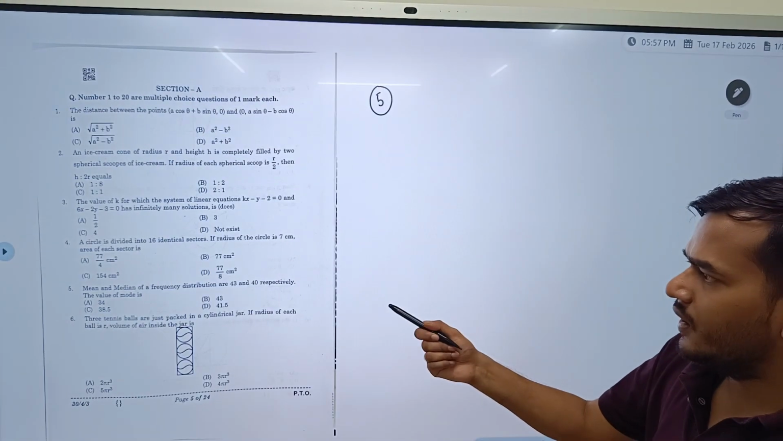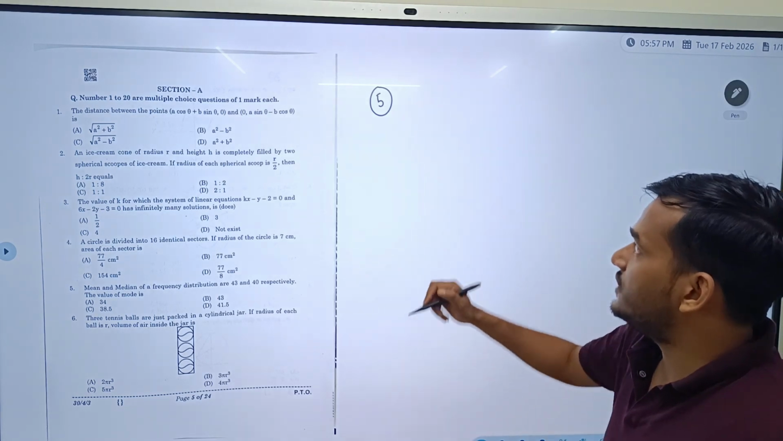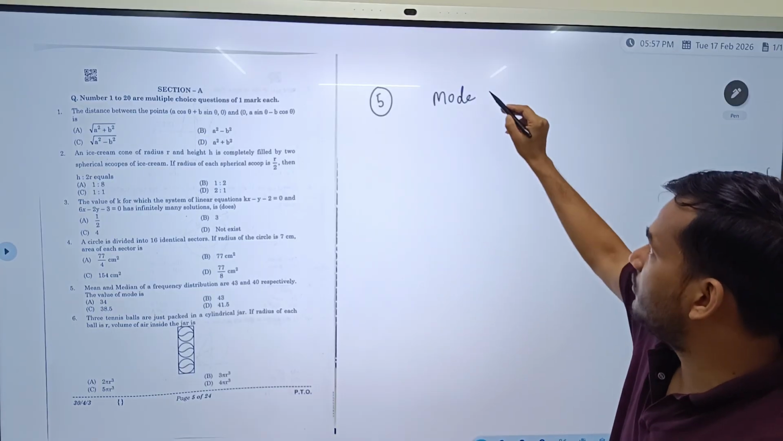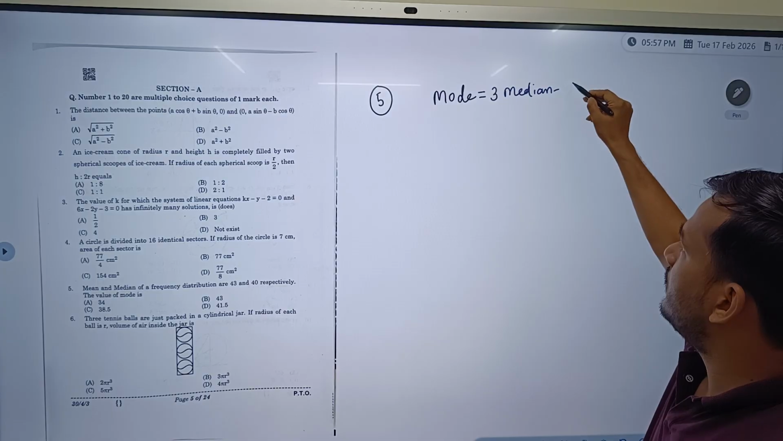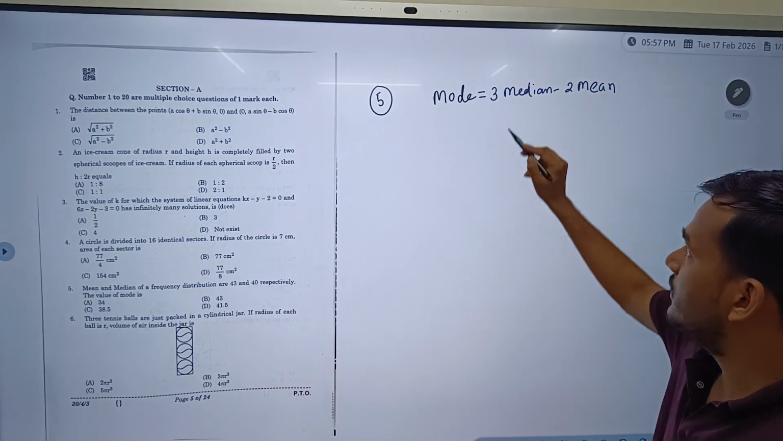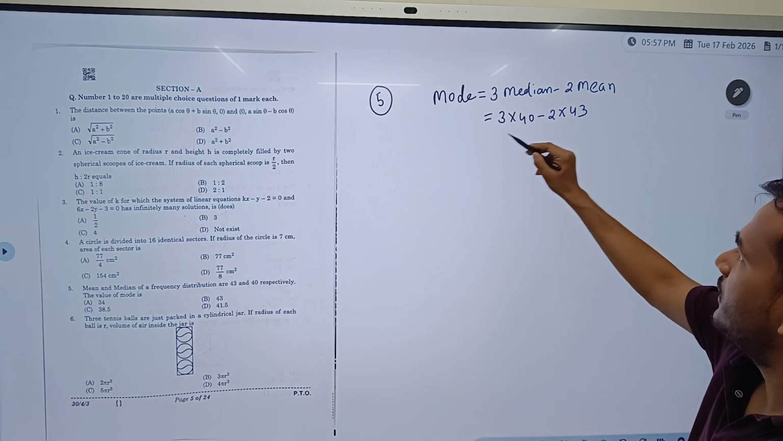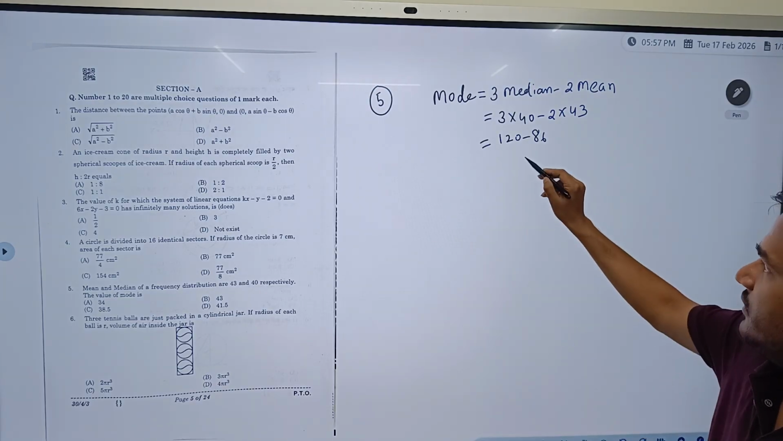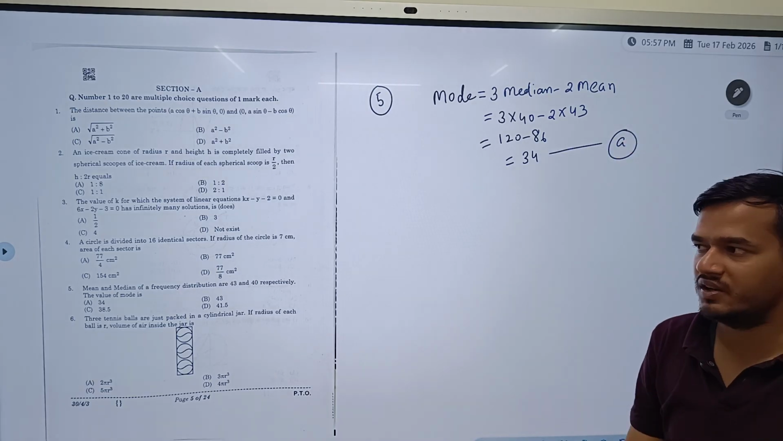Fifth question. The mean and median of the frequency distribution are given and the value of mode is asked. We can find the mode with the help of the empirical formula, that is, mode is equal to 3 median minus 2 times mean. Now we can substitute the values of median and mean. So thrice of 40 minus twice of 43. So 120 minus 86, that is 34. Option A. So the fifth is option A.